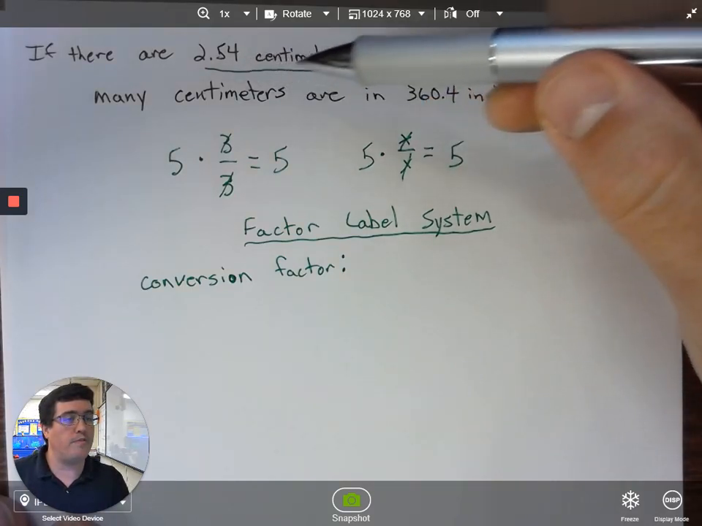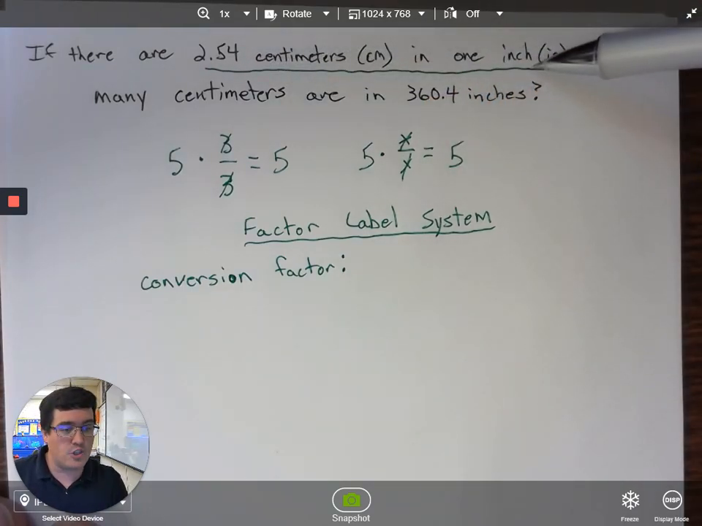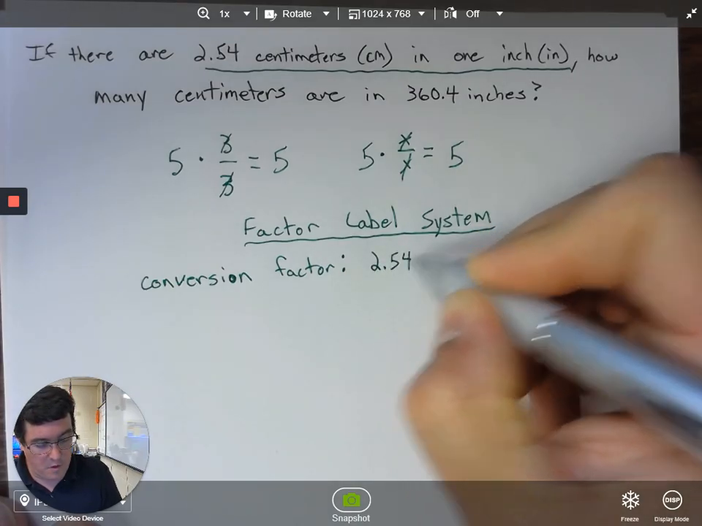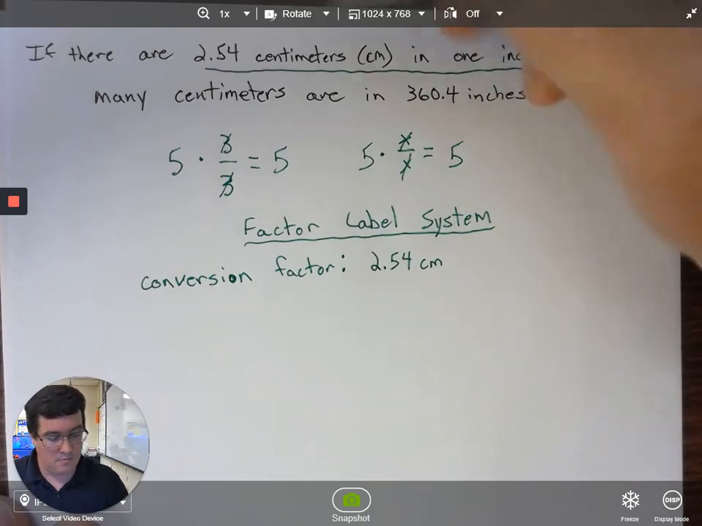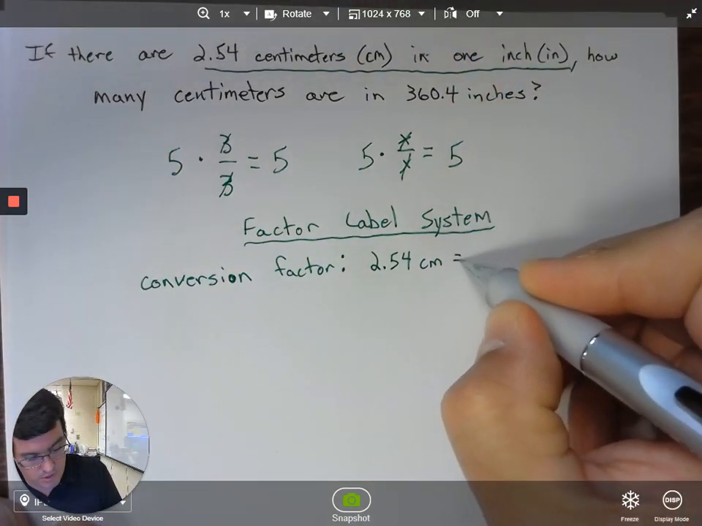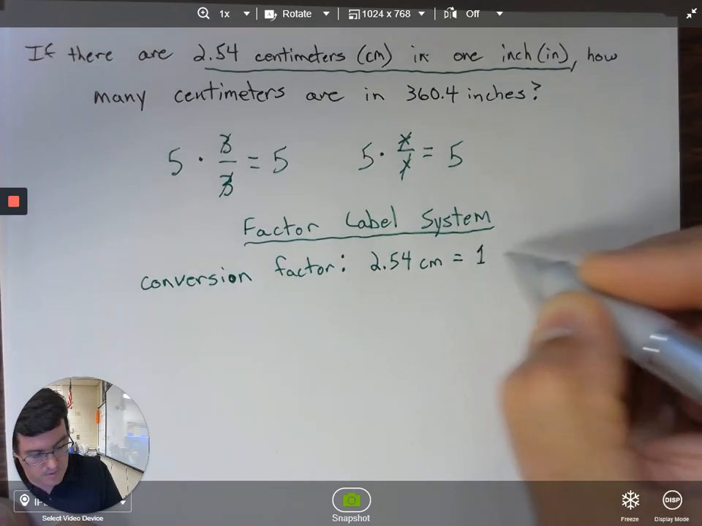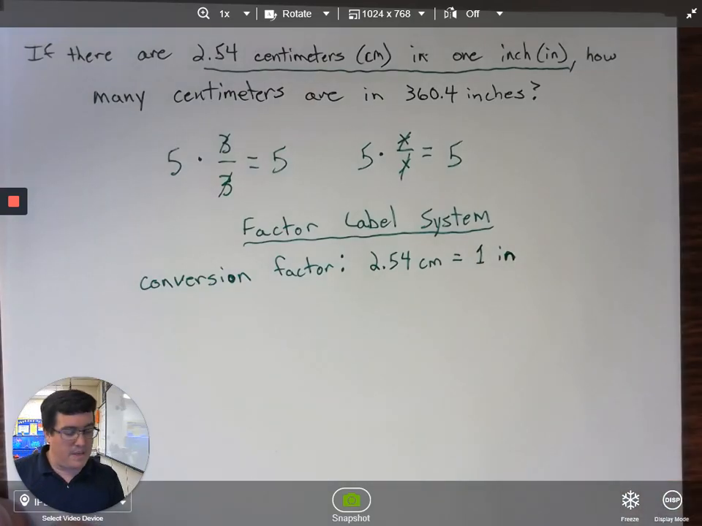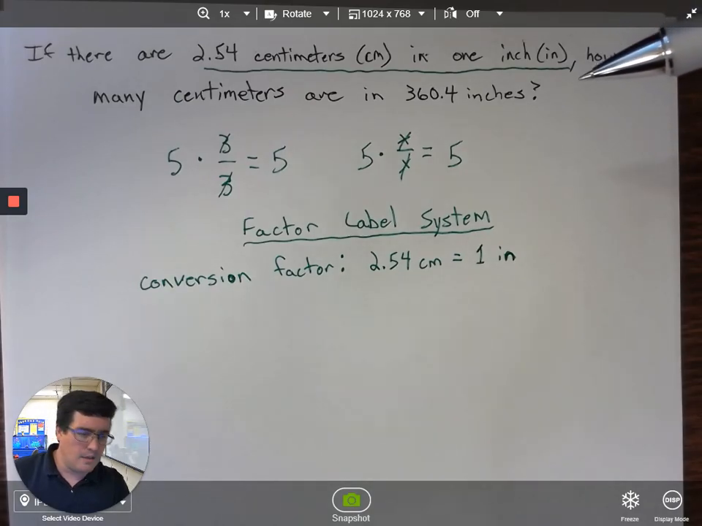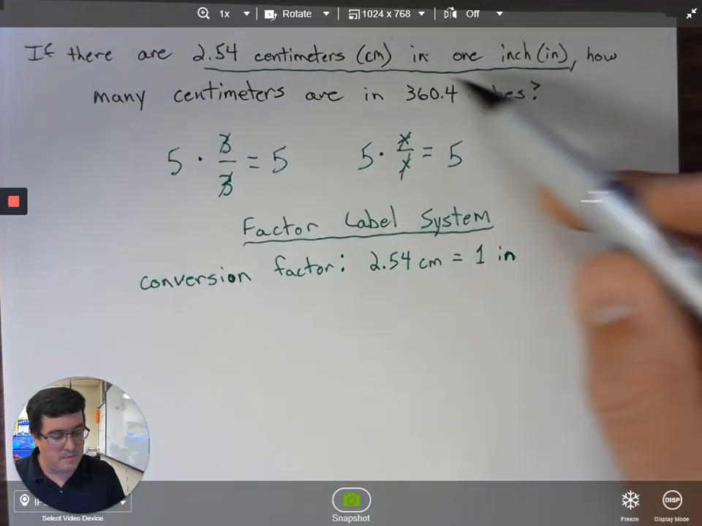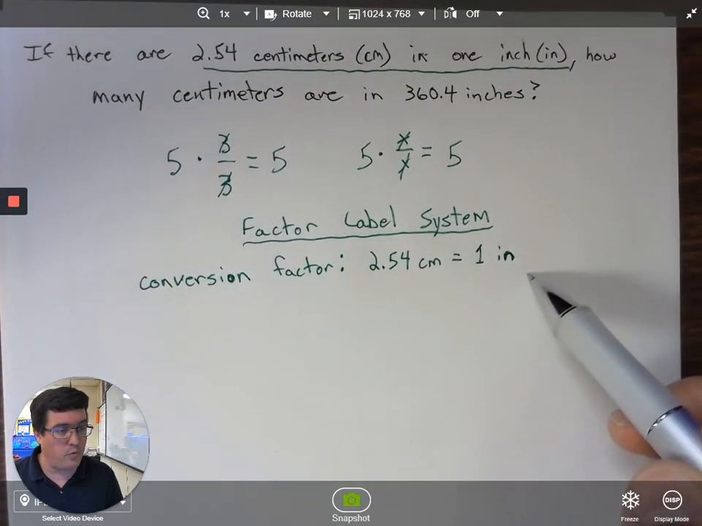If there are 2.54 centimeters in 1 inch, I can then say that 2.54 centimeters equals 1 inch. And I'm going to use the abbreviations for all that mess, because who wants to write centimeters all the way out and inches all the way out? Nobody. So we're going to use the abbreviation. So that conversion factor is that 2.54 cm equals 1 inch.